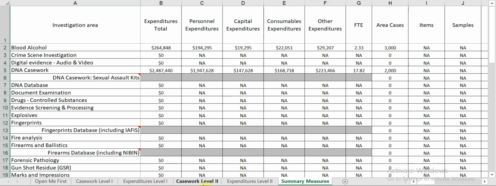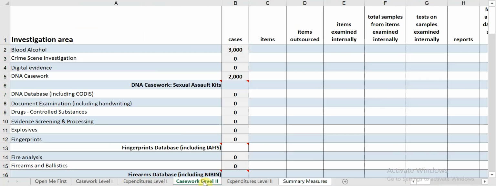What we want to show here with the level 2 data is this gives the much broader amount of data that you might be able to provide. So there are definitions for each of these things. If you look at the glossary on further tabs that we have down here, we have things such as this with respect to casework. How many items were submitted? Of the items that are submitted across all cases, how many of those were outsourced?